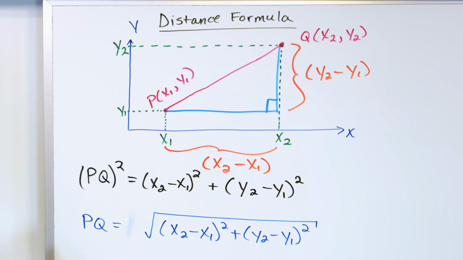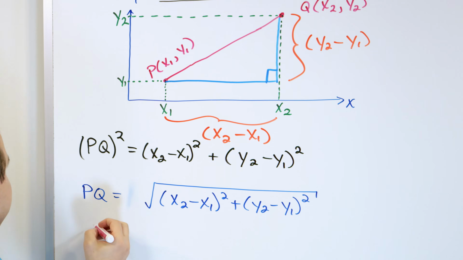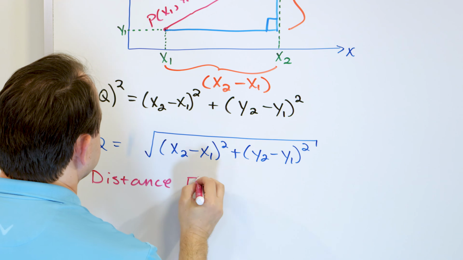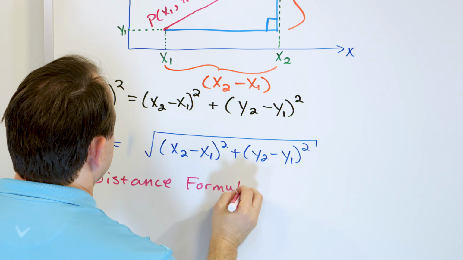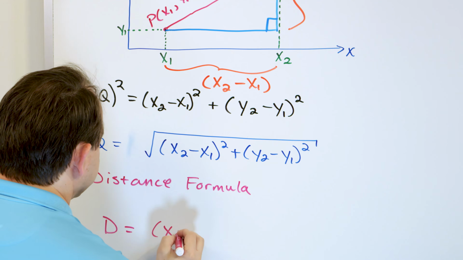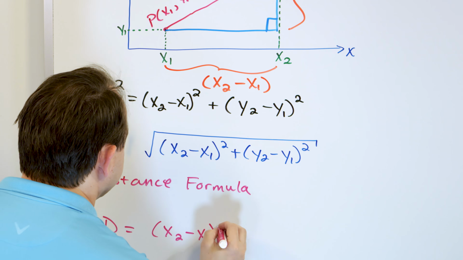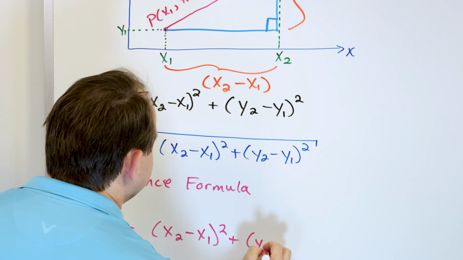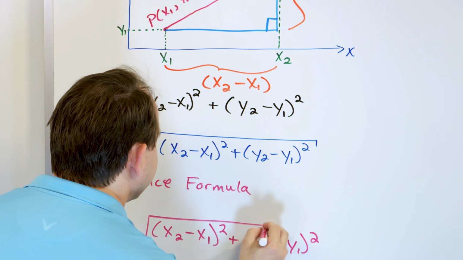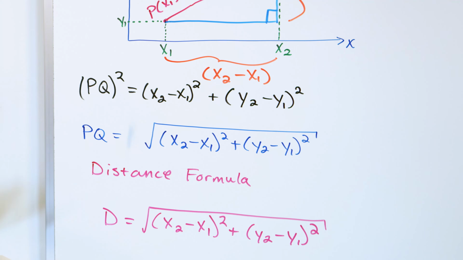Now in your books, you're probably not going to see it written like that. You're going to see it written like this. It's going to be called the distance formula. And what it says is the distance d is x2 minus x1 squared plus y2 minus y1 squared, and then take a nice big fat square root around the whole entire thing.